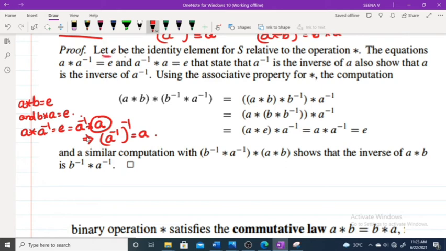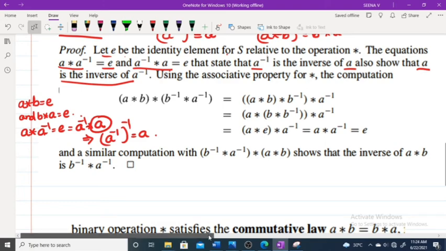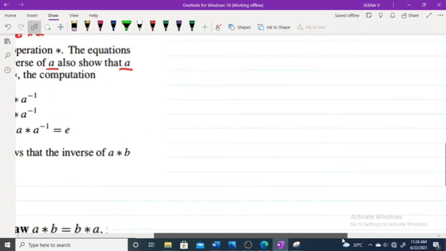Let E be the identity element for star. The equations A star A inverse equal to E and A inverse star A equal to E state that A inverse is the inverse of A. Also, this shows that A is the inverse of A inverse. Clear? Now what we have to prove? We have to prove that the inverse of A star B is B inverse star A inverse.